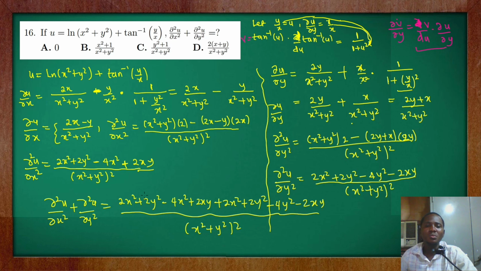And now what will this give you? This is 2x squared minus 4x squared, that will give us 0. 2x squared plus 2y squared minus 4y squared, that will give us 0. Plus 2xy minus 2xy will also give us 0. That means our final answer is just what? 0. So anytime you see this question surfacing, just know that your answer is 0. You don't need to solve anything, just know that your answer is 0.